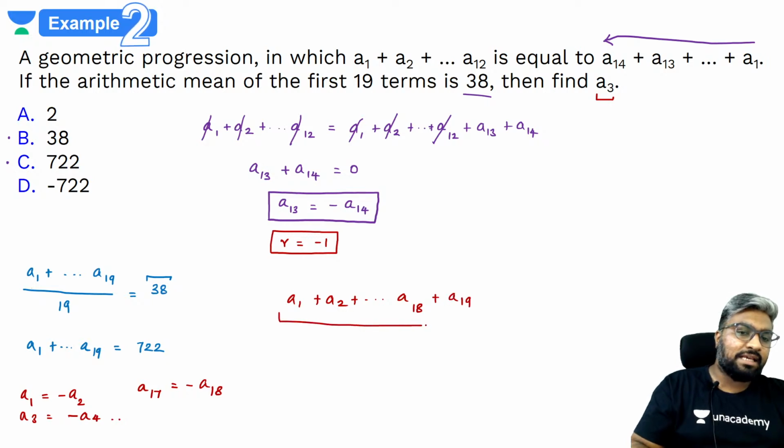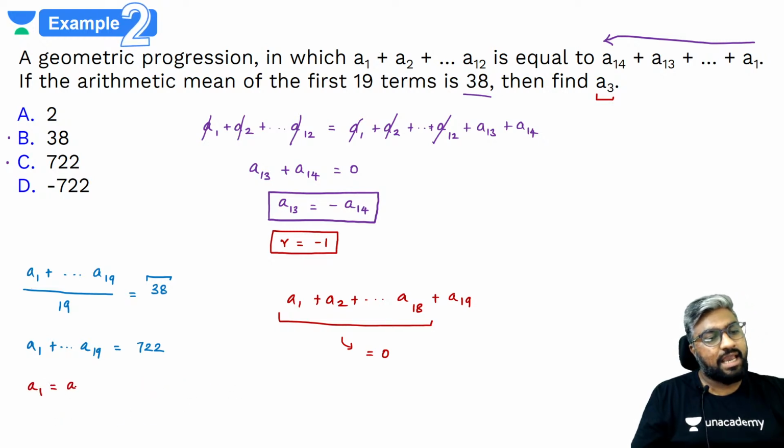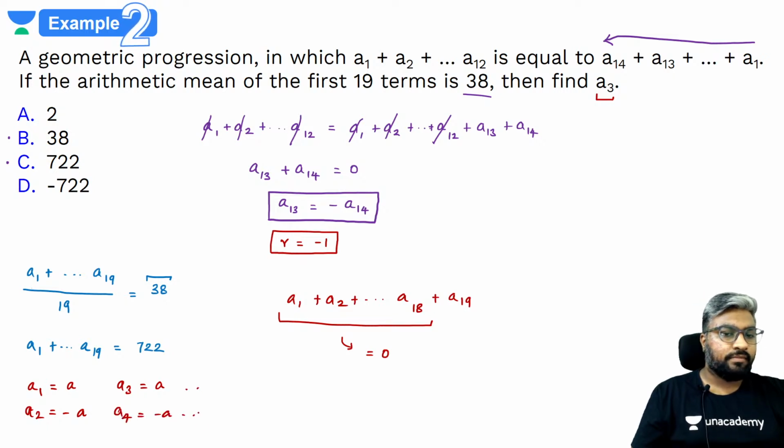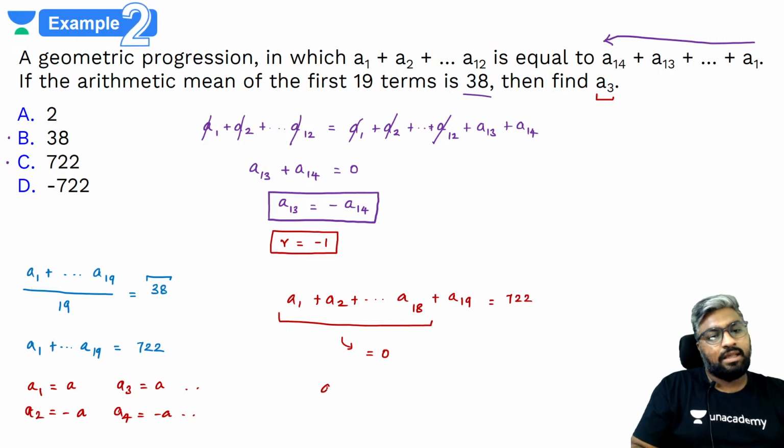A1 से लेके A18 तक का sum क्या है, 0। क्यों? प्लस माइनस प्लस माइनस प्लस माइनस, agreed? समझ रहे हो? For example, if the first term is A, then the second term is minus A. If the third term is A, the fourth term is minus A, and so on. तो ये पूरा 0 हो गया. This is supposed to be 722. What does it mean? That A19 is 722.